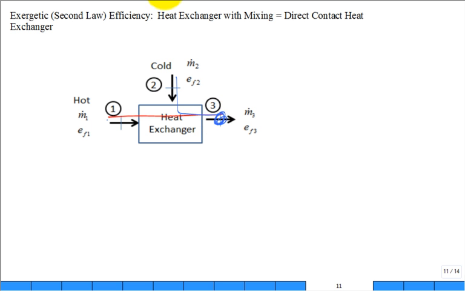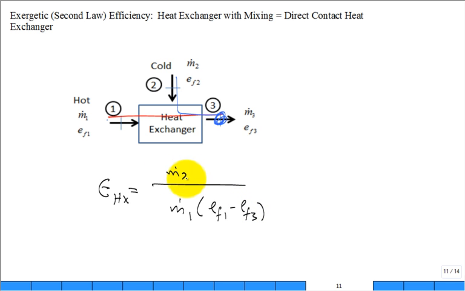But you use the same idea. You say the exergetic efficiency of this heat exchanger is: where is it coming out of? m dot 1 times EF1 minus EF3. Where is it going to? m dot 2 times EF3 minus EF2. Do you see that?